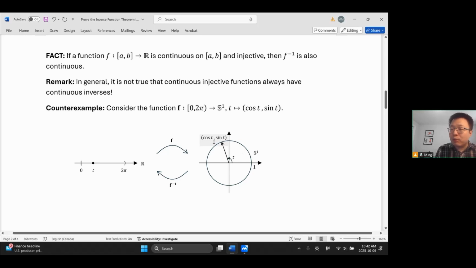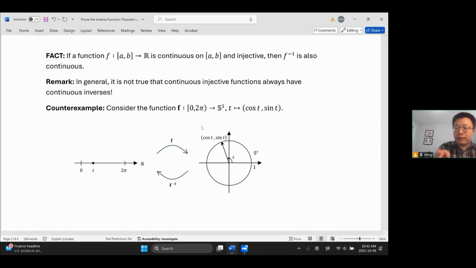This is a verbal or geometrical description of the function f. It's clear to see that this function is continuous because the components cosine of t and sine of t are both continuous. And also f is injective. So if you cut your string initially at a different location, the point we end up getting on the circle would also end up being different. So that means f is injective and f inverse must also exist.